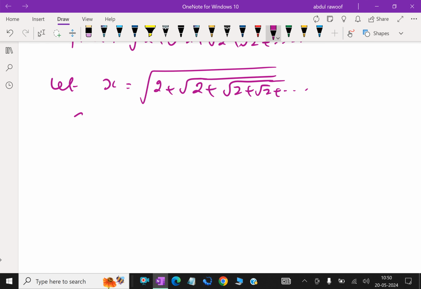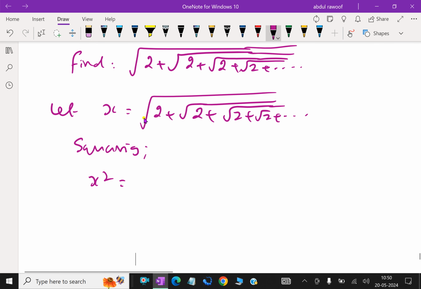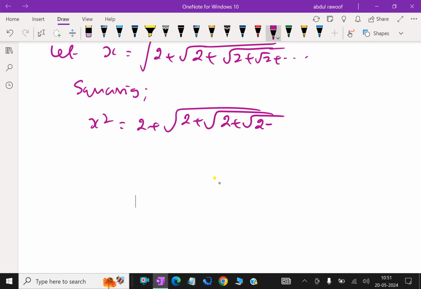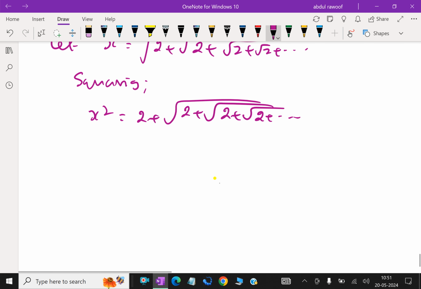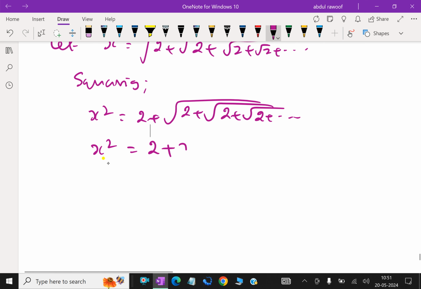Now squaring both sides. We have x square equal to, for squaring, the outside square root will vanish. This square root will go. For the remaining things we write 2 plus root of 2 plus root of 2 continuing. Here x square equals 2 plus this, which is already the same as the given original, so that is expressed as x. So x square equals 2 plus x.